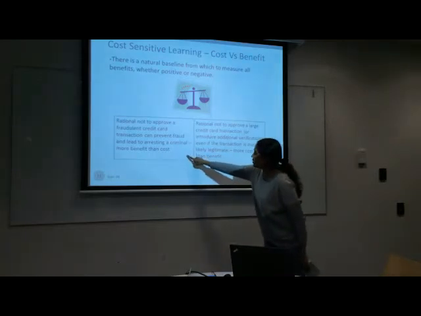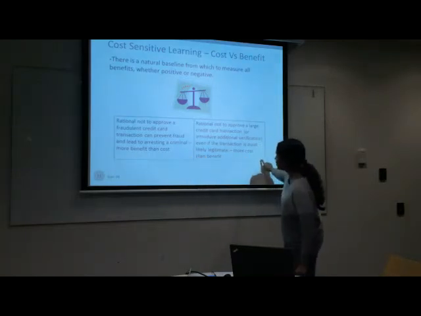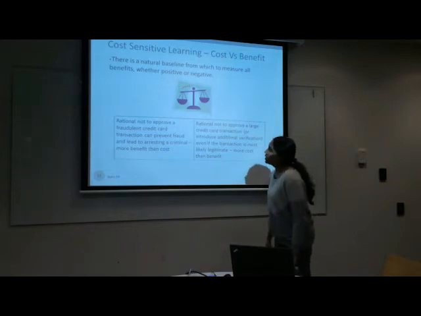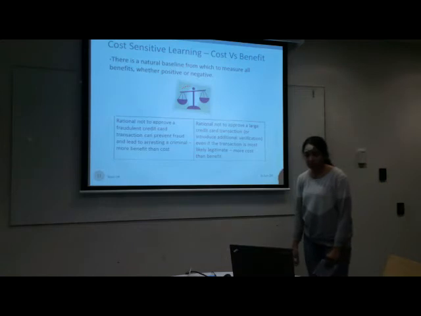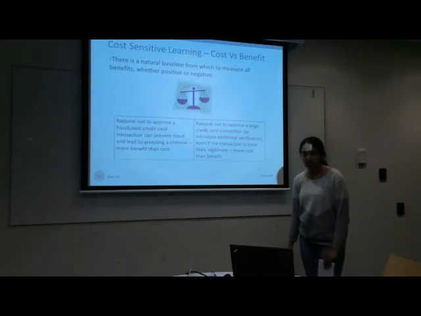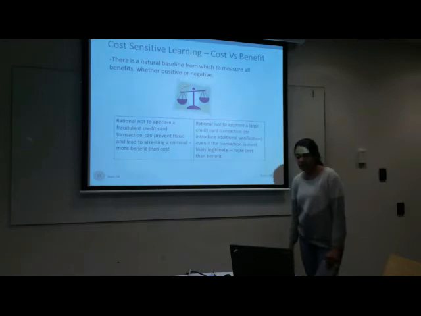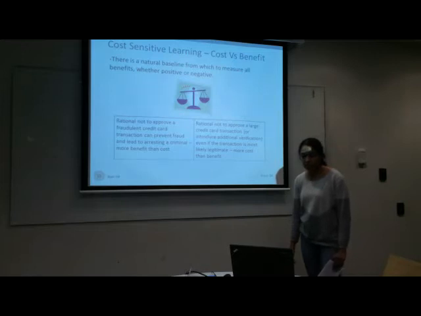This column refers to benefit and this column refers to cost. It's rational to not approve a fraudulent credit card transaction, because it can prevent fraud and lead to arresting a criminal, more benefit than cost. It's rational not to approve a large credit card transaction even if the transaction is most likely legitimate. That's more cost than benefit.